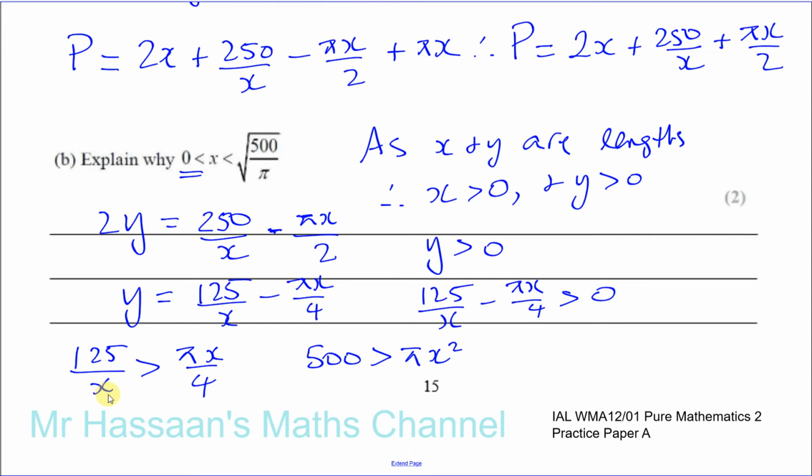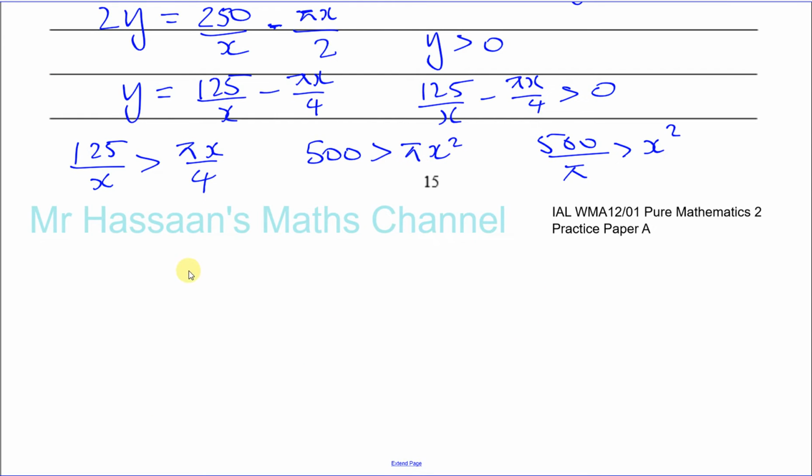But now, because I know x is positive, it must be positive, it's a length, I can multiply by x, no problem. So now I can say that 500 over pi must be greater than x squared. Therefore, the square root of 500 over pi must be greater than x. So x has to be greater than the square root of 500 over pi.